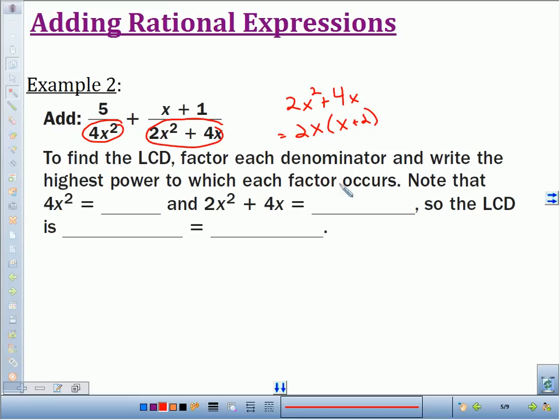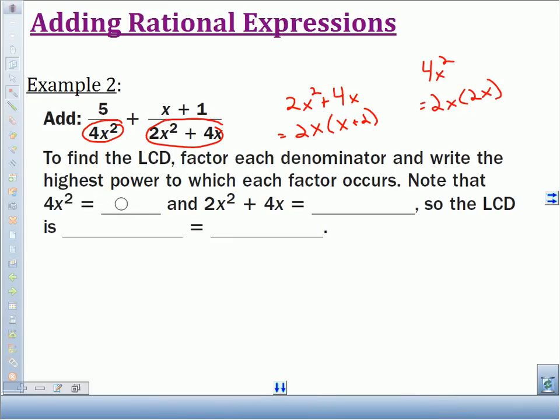That's factored. Now, 4x squared equals 2x times 2x. Right, so we factor everything completely. That means we get it all broken down 100%. So 4x squared equals 2x times 2x, and 2x squared plus 4x equals 2x times x plus 2.